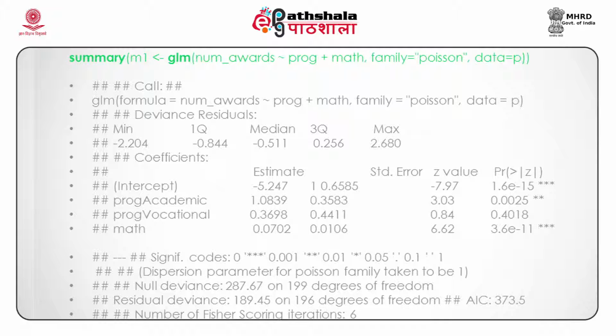Next we get a set of deviances. So we get the null deviance, which here is 287.67, and there is a corresponding degrees of freedom 199. We also get the residual deviance, which is 189.45, and the corresponding degrees of freedom is 196. We get the value of the Akaike information criterion, which here is 373.5. And finally, the output reports the number of Fisher scoring iterations which it took to fit this model, which is in this case 6.